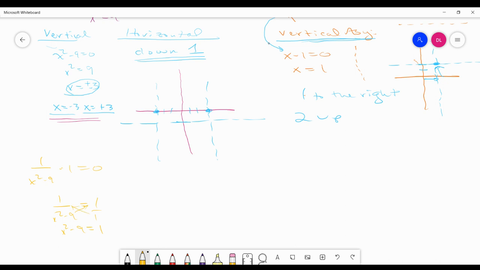And so when we move this around, I'm going to add 9 to both sides. I get x squared equals 10. x equals plus or minus the square root of 10, which we know that the square root of 9 is 3. So technically, the square root of 10 is going to be slightly bigger than 3. So that means my x-intercepts are just outside of the asymptotes here.